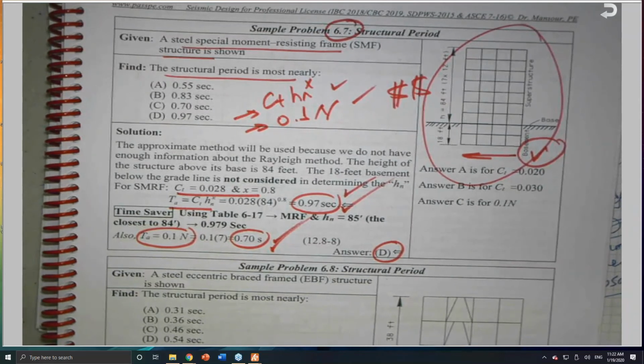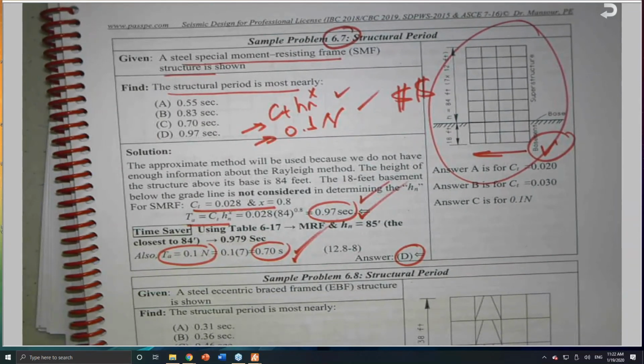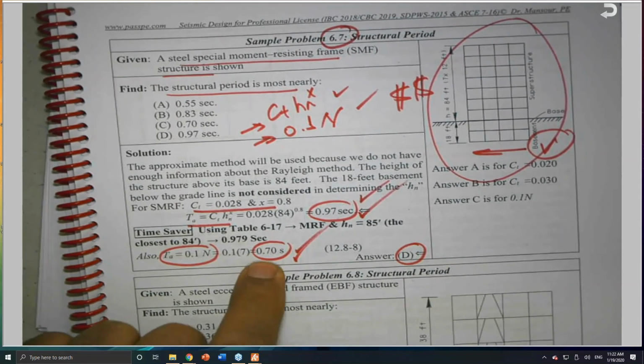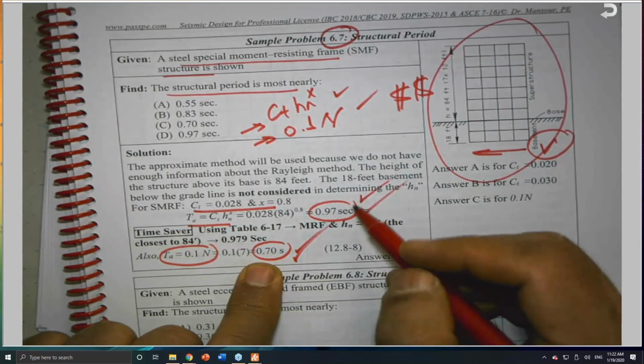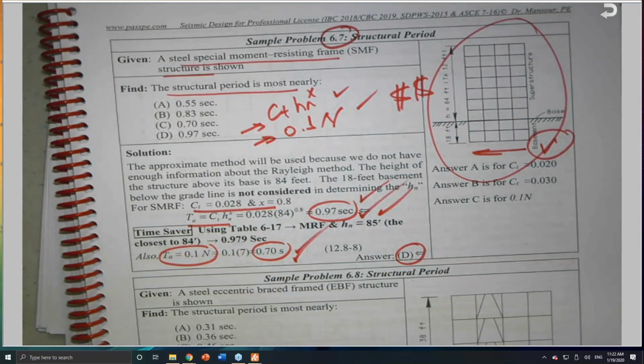Okay, if you are building your house, or my wife told me, okay, I need you to build the safest structure for me, I will pick 0.7 for my wife, because I'm going to pay the money. But for the sake of the exam, no, this is the correct one. Okay.